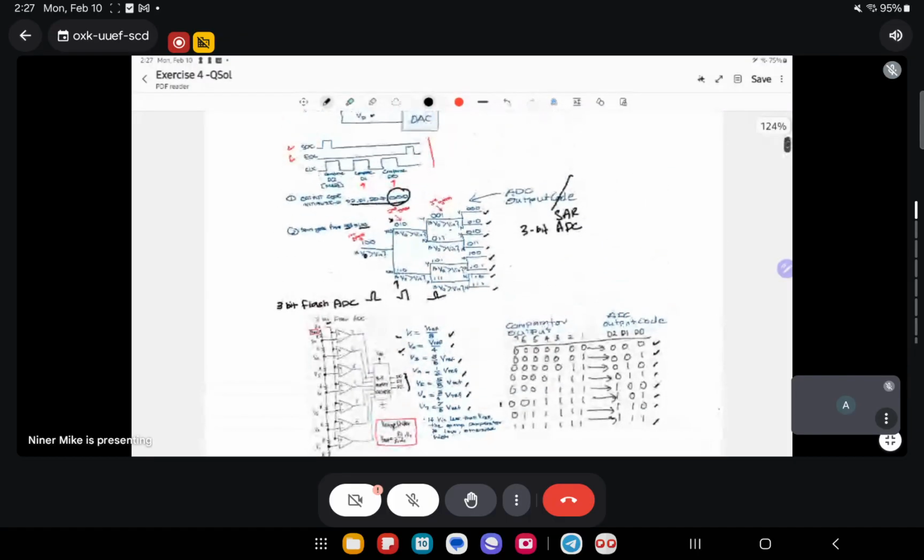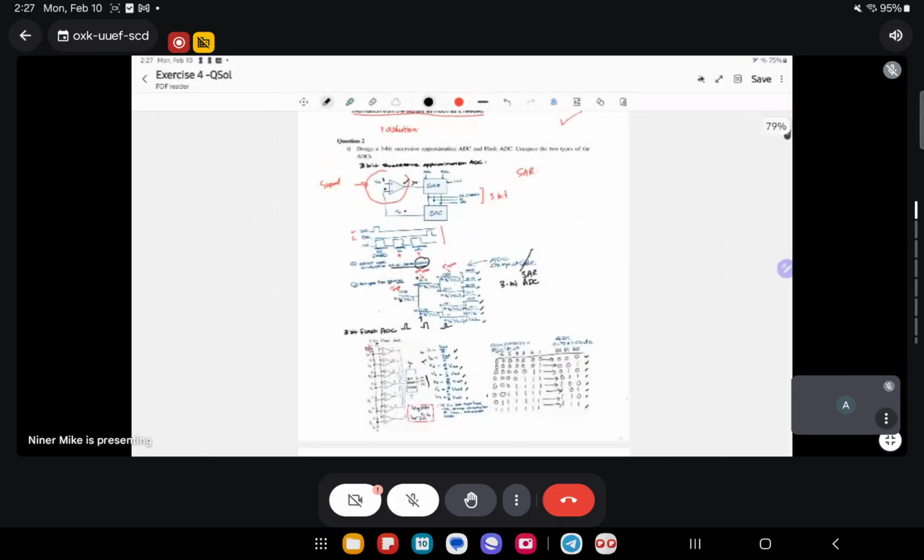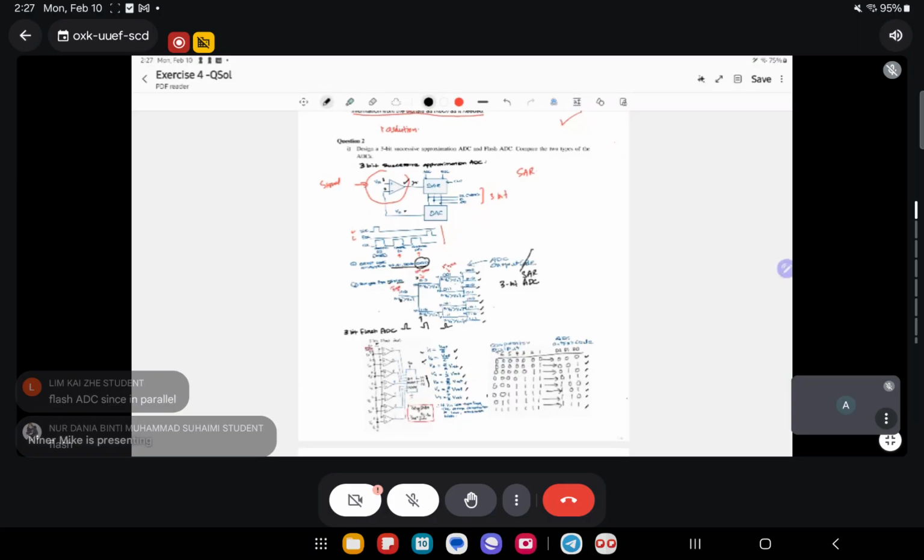Okay, I want to ask you, comparing these two ADC types, which one do you see is fast to use and suitable for fast applications? Which one is suitable for the fast application? Whichever you need to convert the signal very fast. So of course you need a flash one, right?